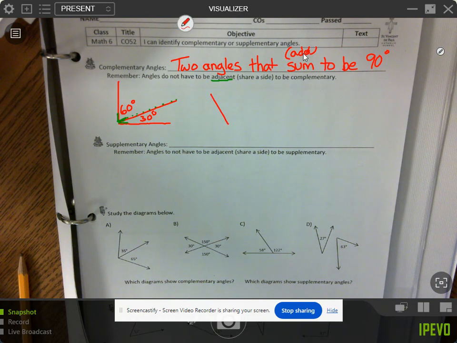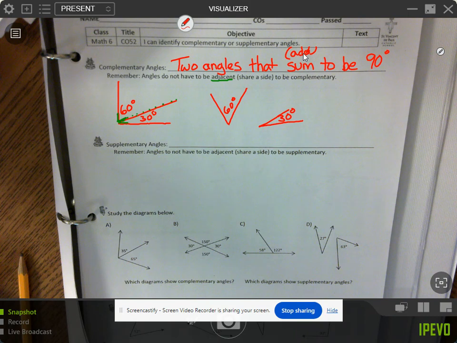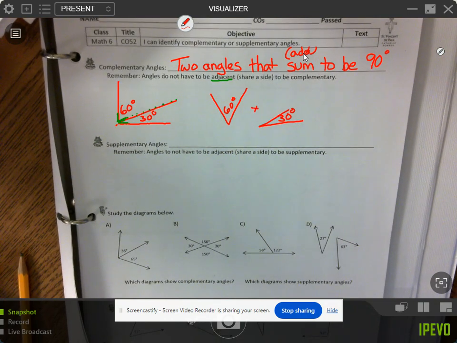We could have the 60-degree angle like this and a 30-degree angle here, and we could say these two angles are complementary. I add them together and they are 90 degrees. They do not have to be next to each other. They both equal 90, so they are both complementary angles. Does that make sense? So you might see them together, you might see them separated, and you just have to add them together to get that 90 degrees.